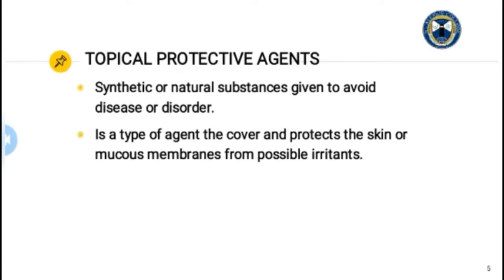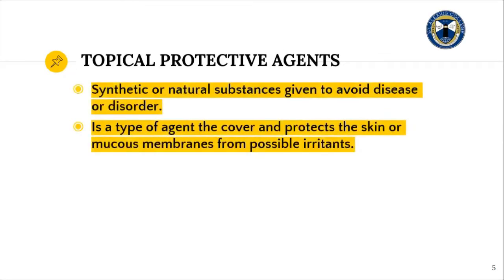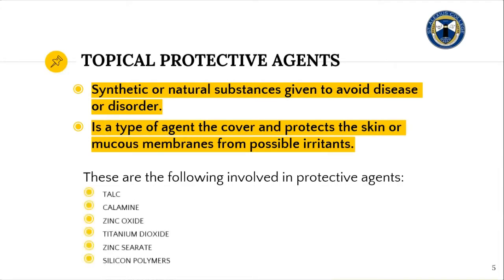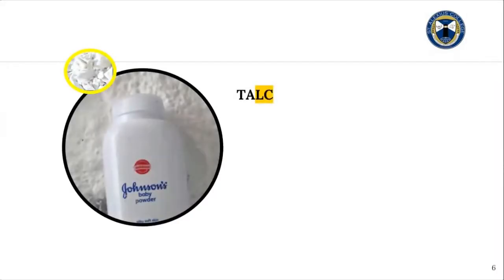Topical protective agents are synthetic or natural substances given to avoid disease or disorder. It is a type of agent that covers and protects the skin or mucous membrane from possible irritations or any irritants. So these are the following involved in protective agents: the talc, calamine, zinc oxide, titanium dioxide, zinc cerate, and the silicon polymers. First is the talc.